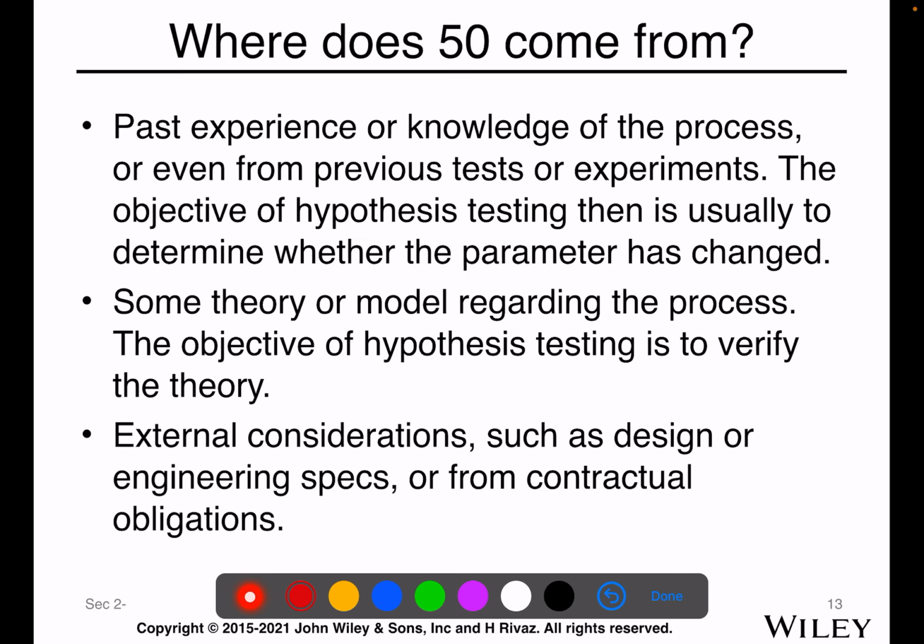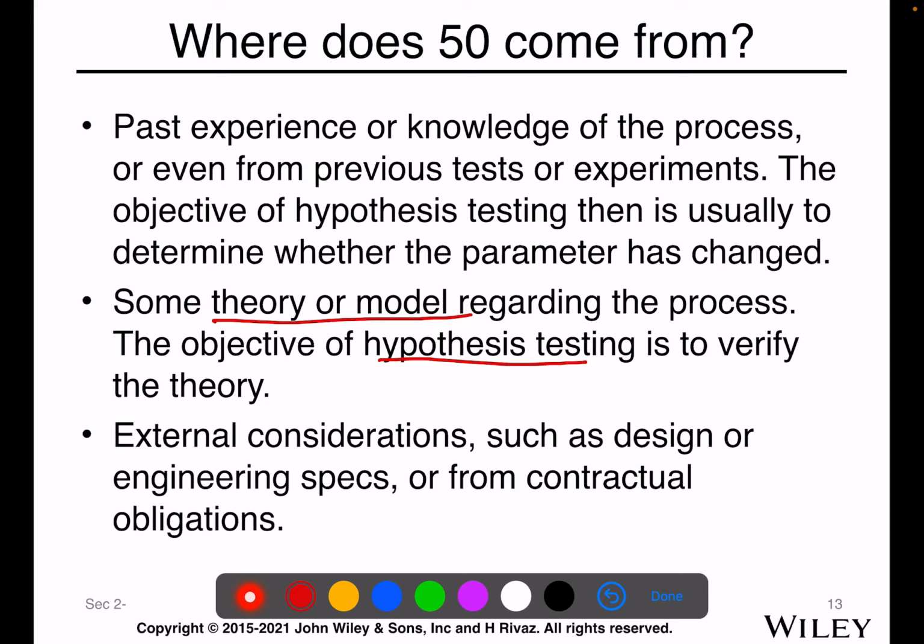Okay. So where does the number 50 come from? It can come from past experience or knowledge about the process, or even previous tests. The objective of the hypothesis testing is then to determine whether the parameter has changed or not, right? Or it can come from some theory or some model regarding the process, right? So, for example, the system is so simple that we can actually write the physics laws for it and calculate the voltage that we get at the end, right? And then the hypothesis testing is that with the experiments, we want to verify the theory, right?